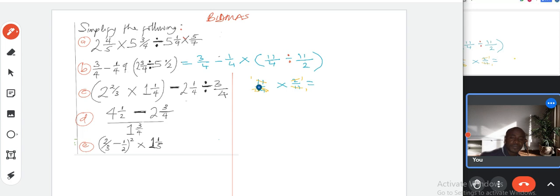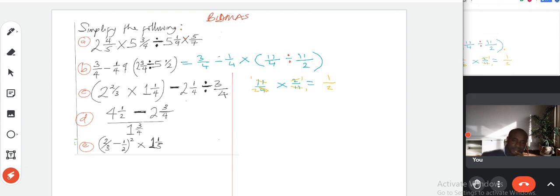Okay, so all right, you're done with the one inside the bracket. What's next? 3 over 4 minus. Actually, no. This is multiplication. Okay, so we go to multiplication. After bracket, multiplication. Yeah, just go ahead and do the multiplication.